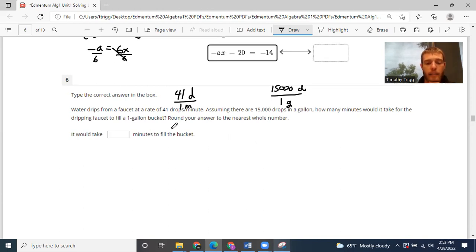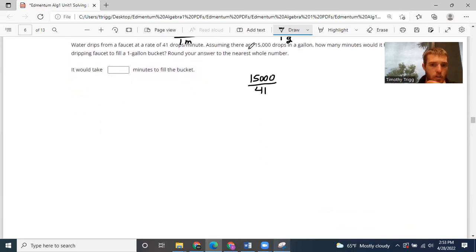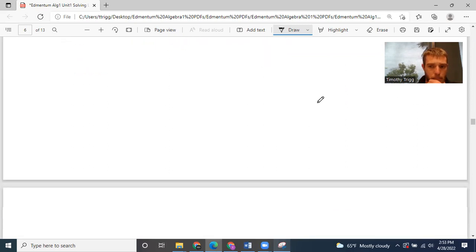So we want 1 gallon, and we want to figure out how long that's going to take. Well, they do 41 drops in 1 minute, and we need 15,000 drops. So just divide 15,000 by 41, and that'll tell you how many minutes. I'll give you that. Round to the nearest whole number. Keep that in mind.